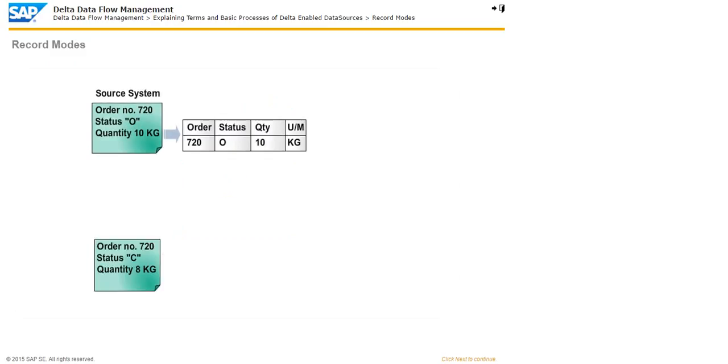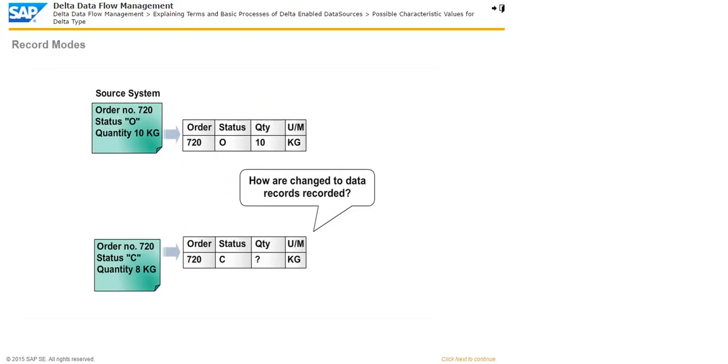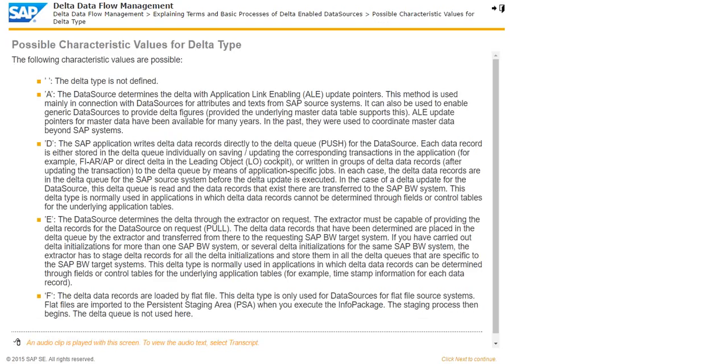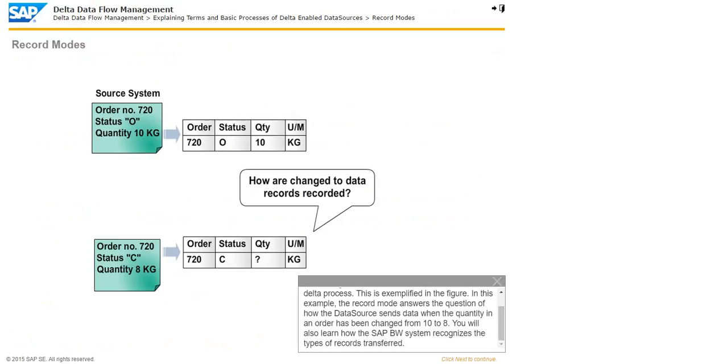The record mode concept deals with the question of how changes to data records are recorded in the Delta process. This is exemplified in the figure. In this example, the record mode answers the question of how the following characteristic data records are recorded in the Delta process.